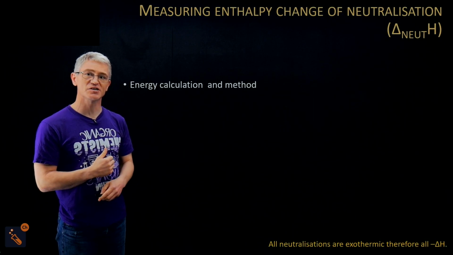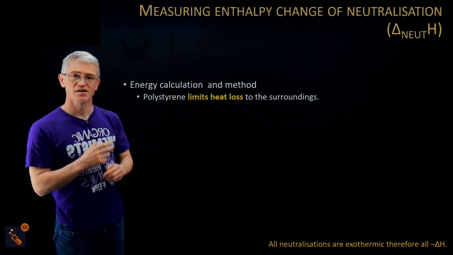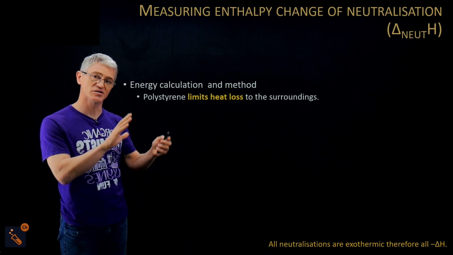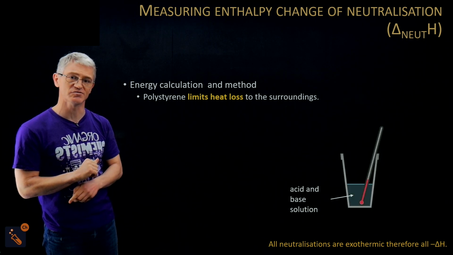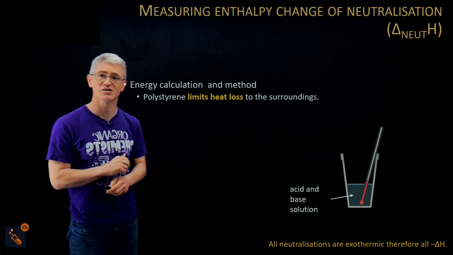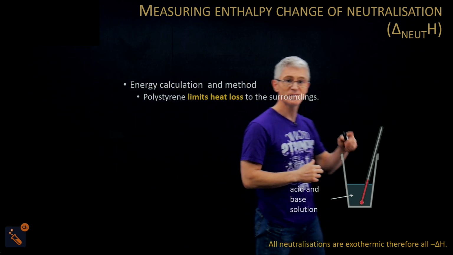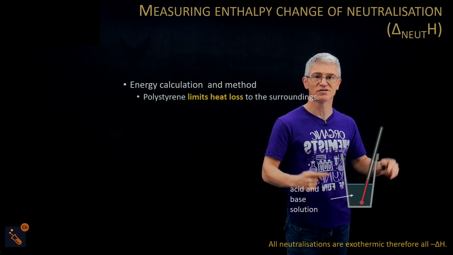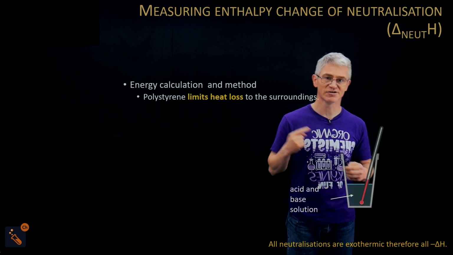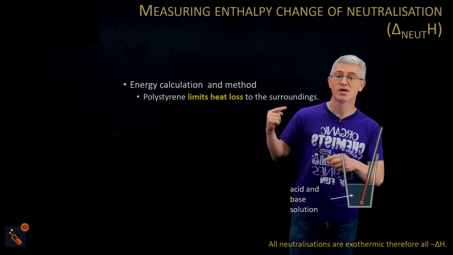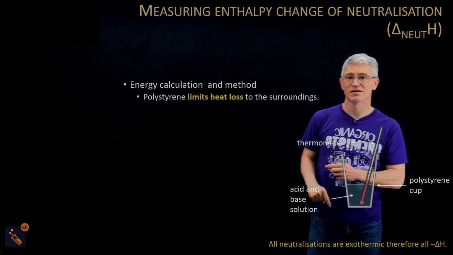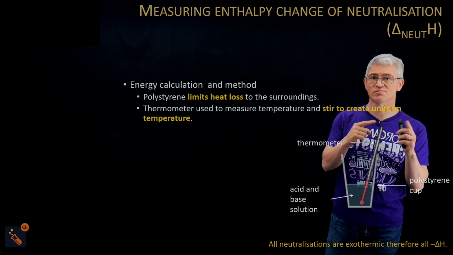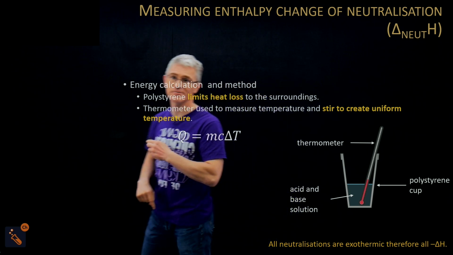So if we carry on, we'll do a couple of questions here. The questions are based upon a polystyrene cup. They're going to put the reactants in a polystyrene cup to limit the heat loss to the surroundings. So here's your polystyrene cup, and usually you stir it with a thermometer, and it'd be better if you added a lid here to limit the heat loss. The polystyrene cup is there to limit heat loss, and that can be a 1-mark question in an exam, so make sure you remember it. And you create a uniform temperature with that stirring.